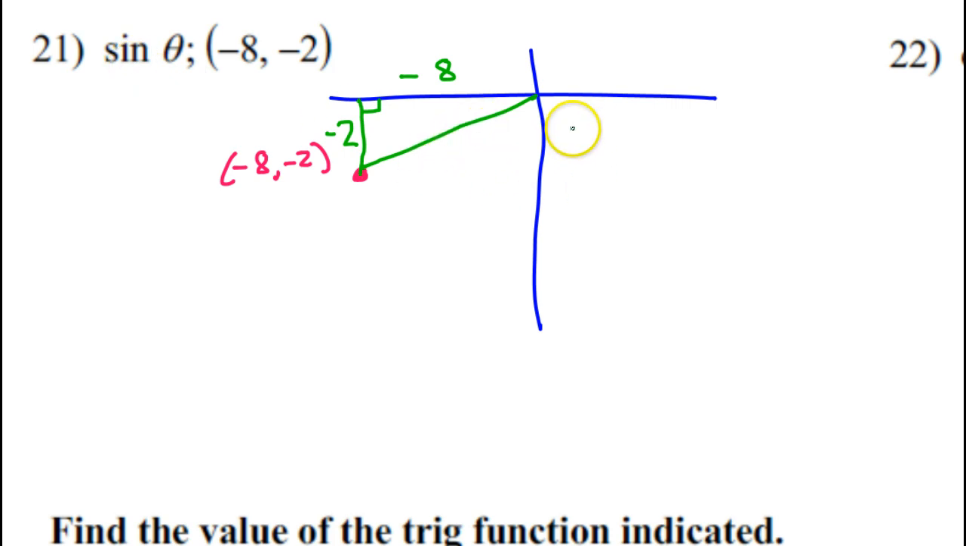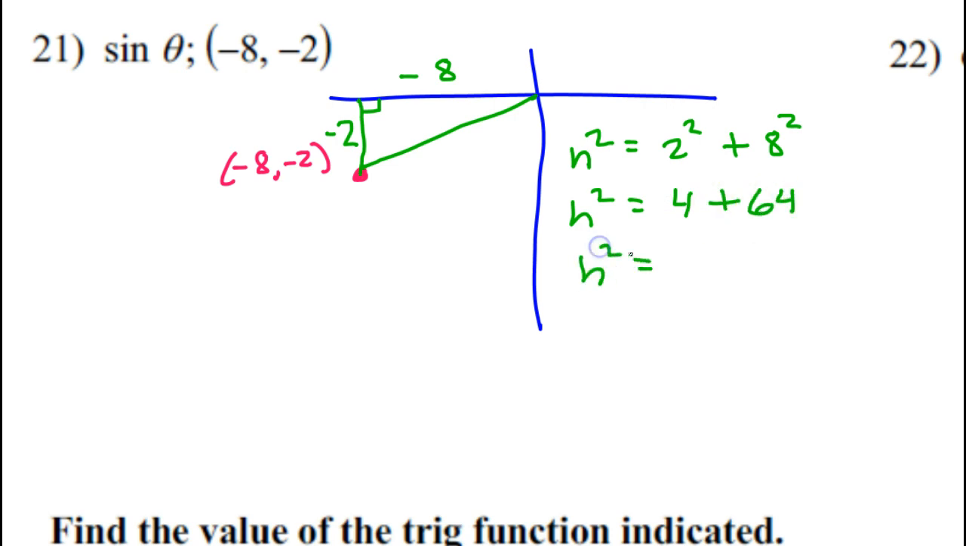So for that, we're going to use the Pythagorean Theorem. Leg squared plus leg squared equals hypotenuse squared. Ignore the signs when you do this part. So the hypotenuse squared is going to equal 2 squared plus 8 squared. So the hypotenuse squared is equal to 4 plus 64, so hypotenuse squared is equal to 68. So the hypotenuse is going to be the square root of 68.